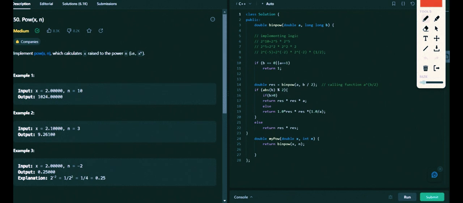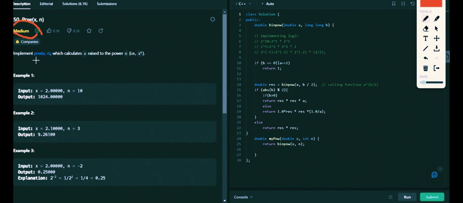Today we will be solving a Leetcode medium question that is based on binary exponentiation. Binary exponentiation is a very frequently asked question and topic in interviews that are happening recently. So the question is Pow(x, n). It's a Leetcode medium question as you can see.